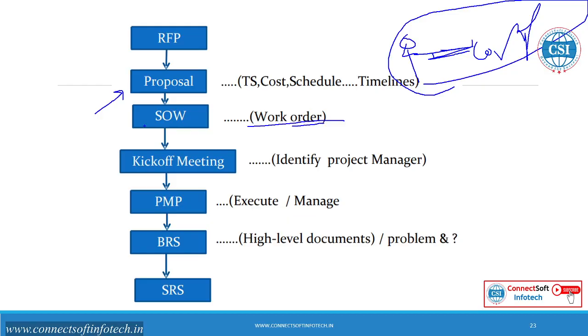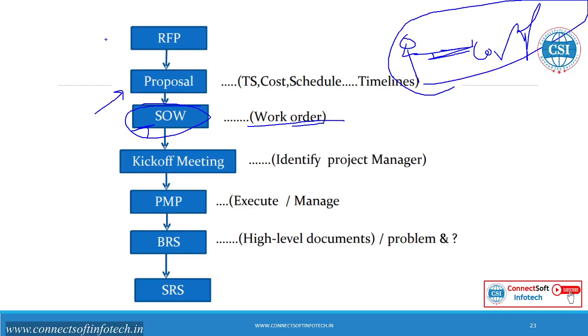We can say SOW, that is statement of work. Statement of work means we are going to provide the agreement between the company and the client, the company and the customer. That is the work order. We are going to sign it, so that the client and company mutually understand the agreement, and we sign the agreement.